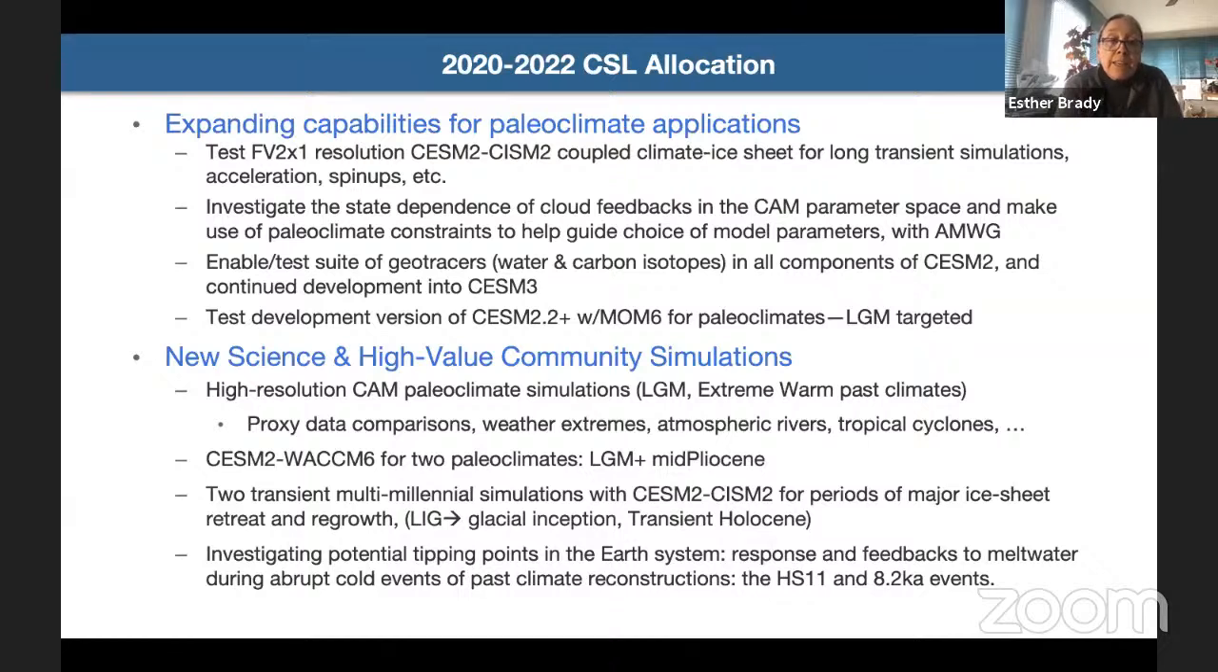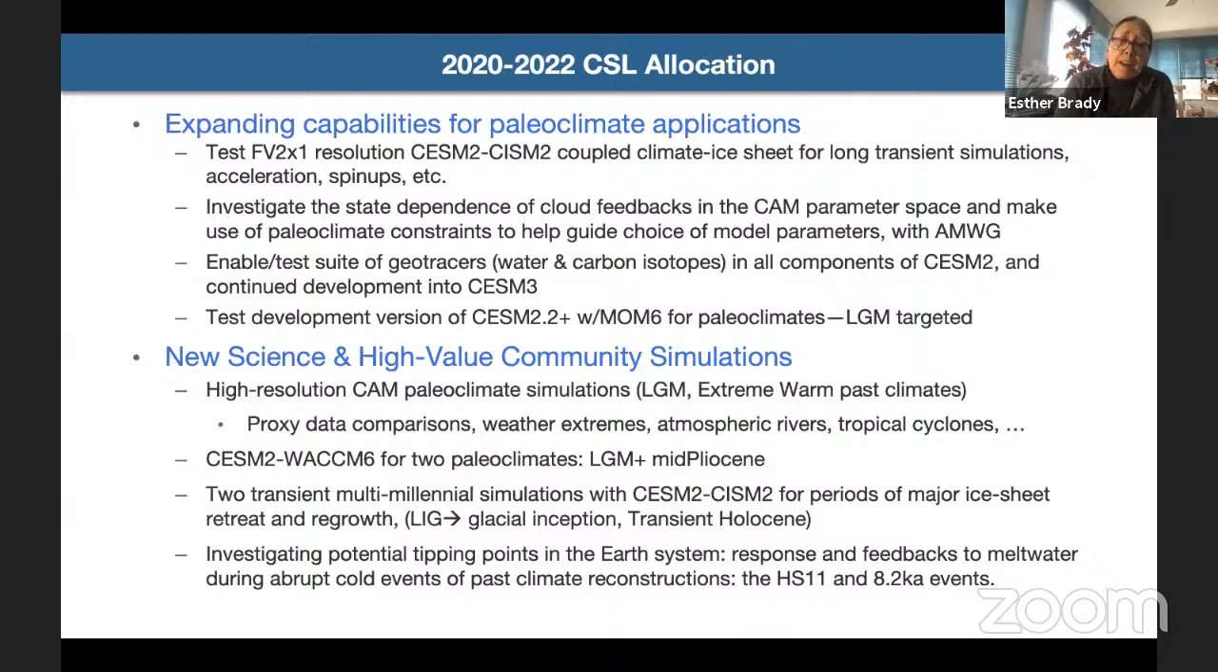And lastly, towards the end of this time period, maybe the second half of 2022, we plan on testing the development version of CESM with the MOM6 ocean model, which has been chosen for CESM3, for paleoclimate. In particular, we're targeting the last glacial maximum because it's a challenging time period to simulate with CESM.